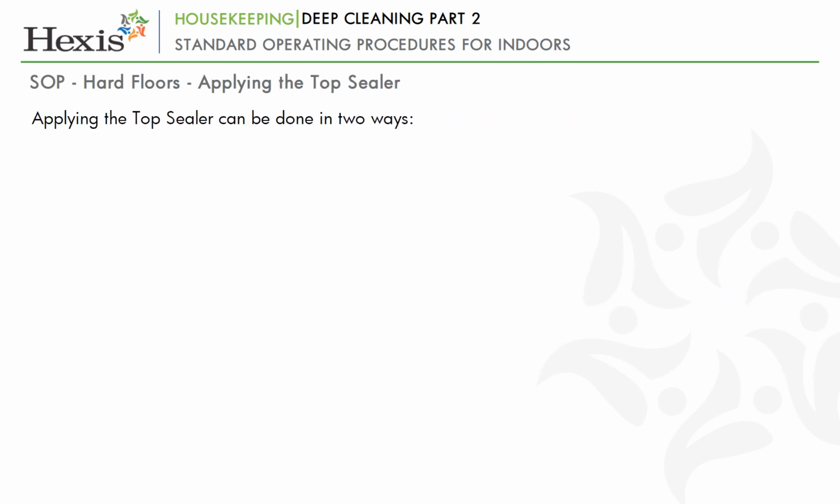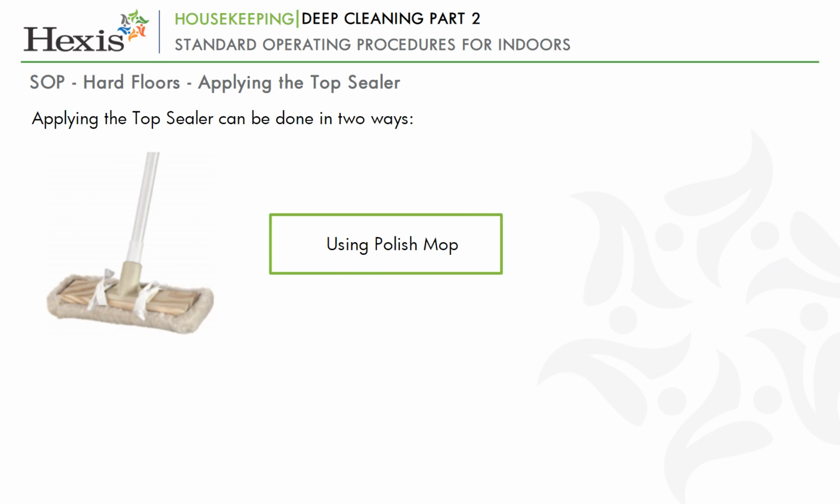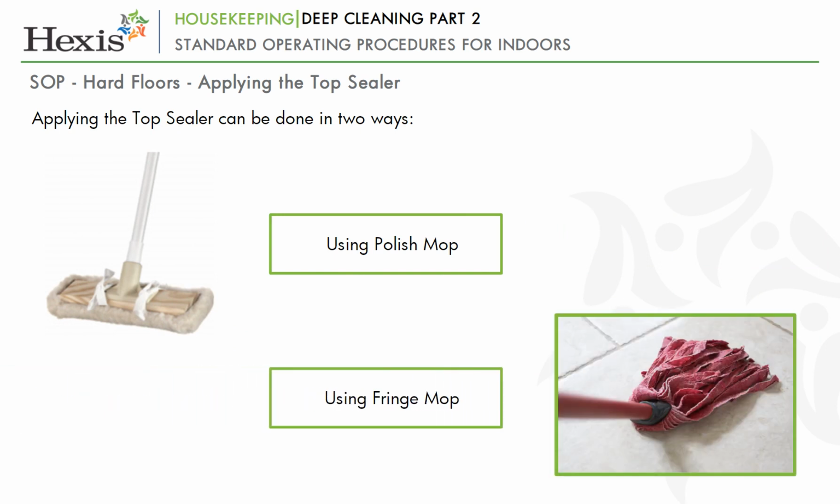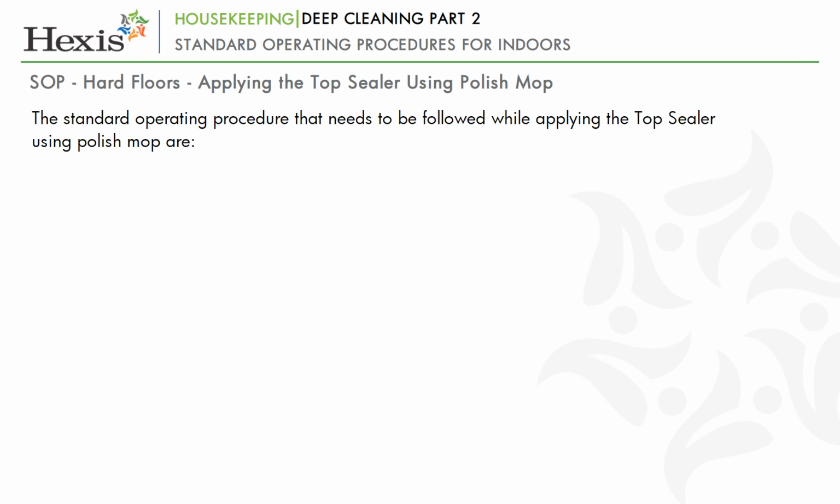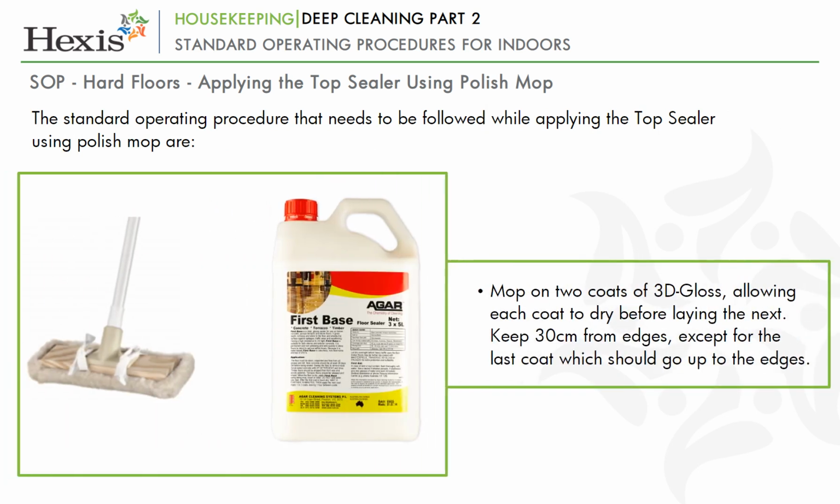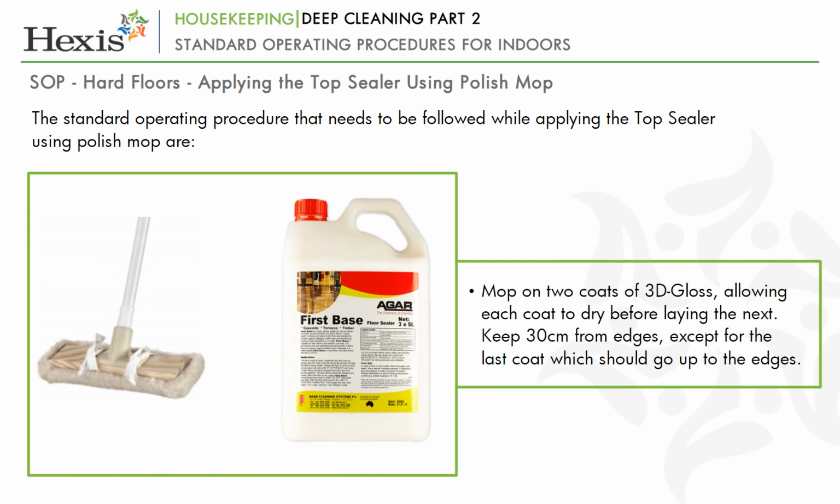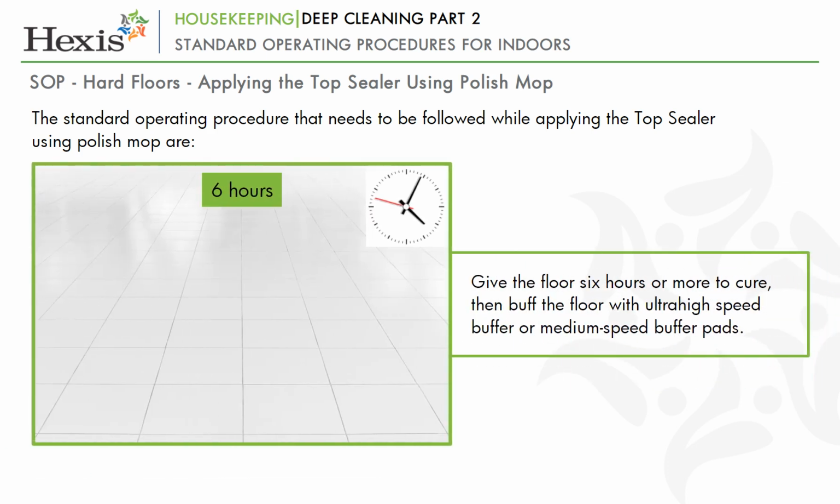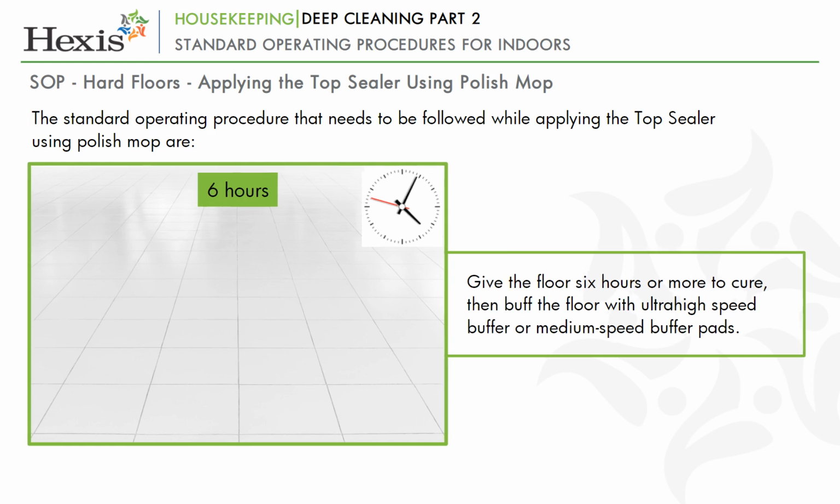Applying the top sealer can be done in two ways, using polish mop and using fringe mop. The standard operating procedure that needs to be followed while applying the top sealer using polish mop are: mop on 2 coats of 3D gloss, allowing each coat to dry before laying the next. Keep 30 centimeters from edges, except for the last coat, which should go up to the edges. Give the floor 6 hours or more to cure. Then buff the floor with ultra-high speed buffer or medium speed buffer pads.